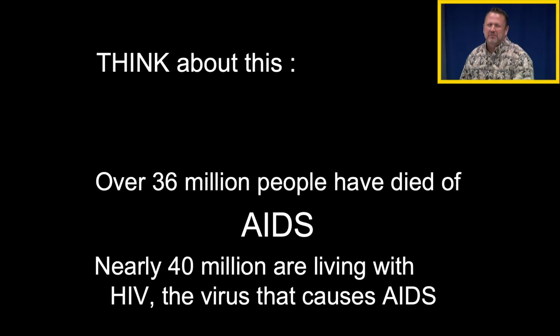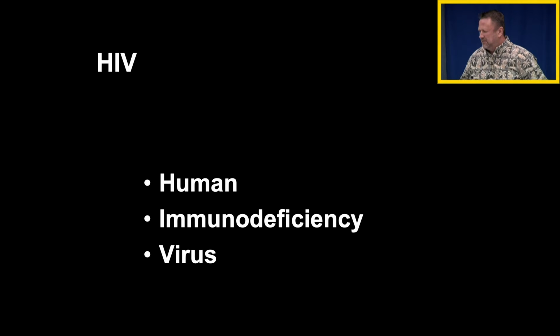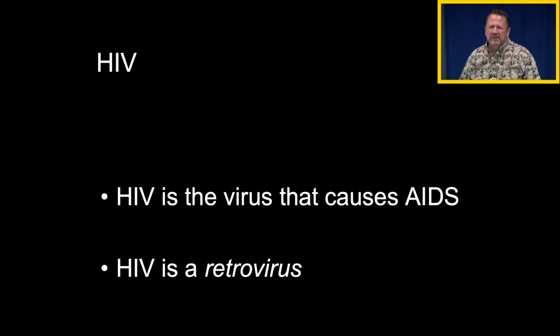Think about this. Over 36 million people have died of AIDS, and around 40 million people are living with HIV, the virus that causes AIDS. The virus is HIV, human immunodeficiency virus. It causes a deficiency in our immune system, causing the patient infected with HIV not to be able to ward off infections. HIV is the virus that causes AIDS.